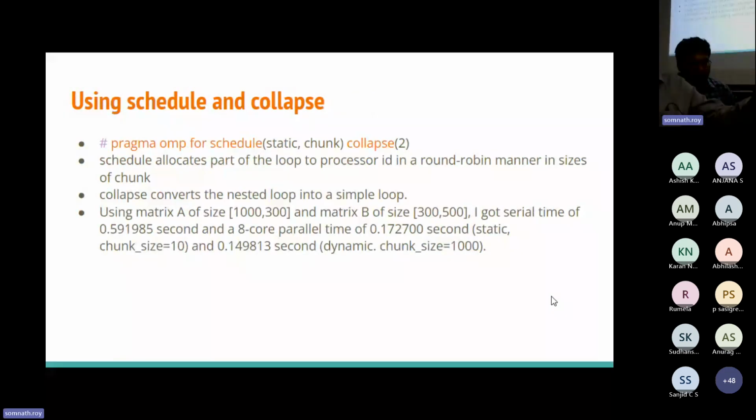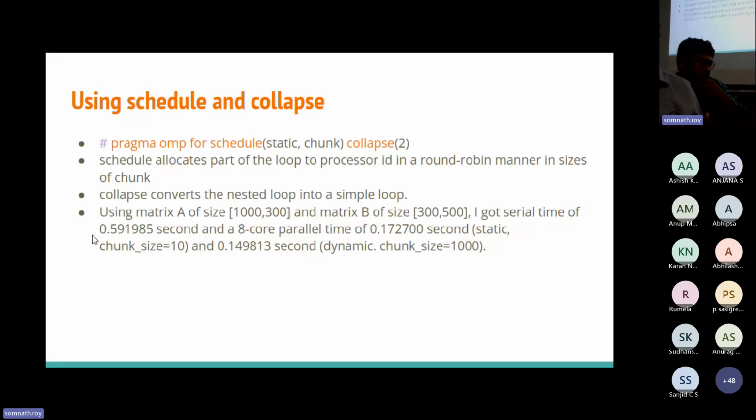So that code is also provided in the Hands-On OpenMP folder, the matrix multiplication also. So I had done a calculation. Matrix A was 1000 by 300. Matrix B was of size 300 by 500. I got a serial time of 0.59 seconds. And using only 8 cores, the parallel time was 0.17.